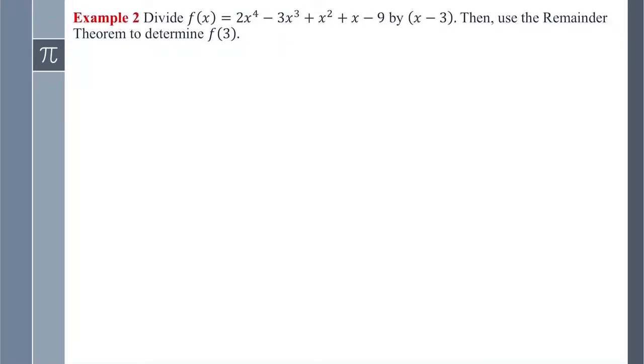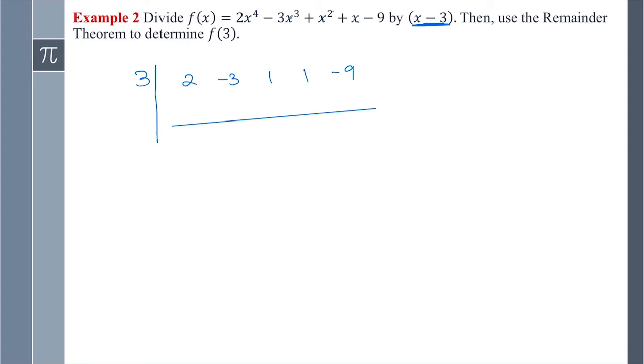Now we divide f of x by the given factor, and then use the remainder theorem to determine f of 3. So again, we'll perform this synthetic division. Here, we take the zero of this factor, which is 3, and then we list the coefficients. So we have x to the 4th, x to the 3rd, x squared, x, and 9. So it's complete, there's no term missing here. So we'll just copy down the coefficients: 2, -3, 1, 1, and -9. And then we'll draw this horizontal line, and then we'll start doing the division.